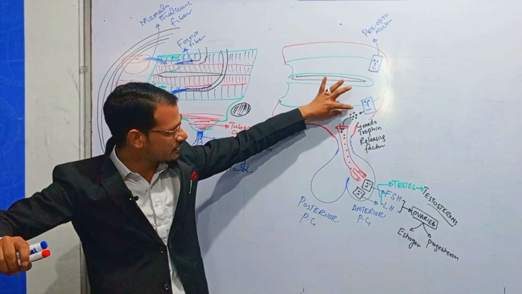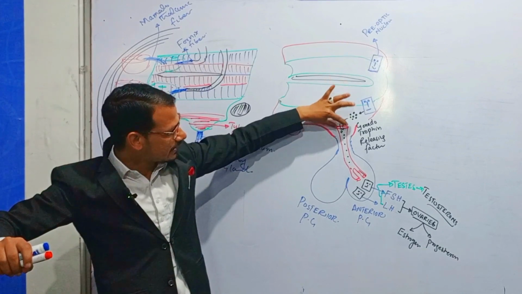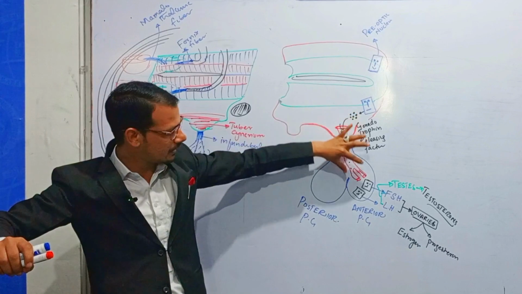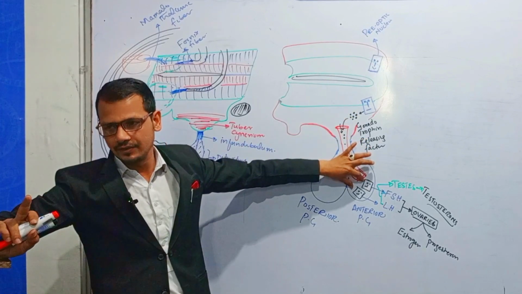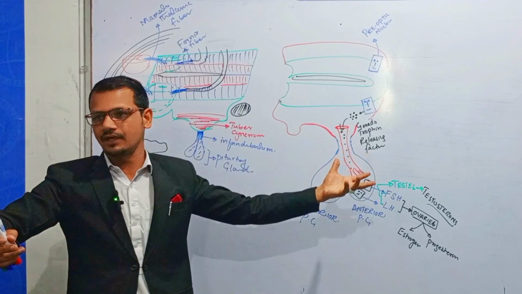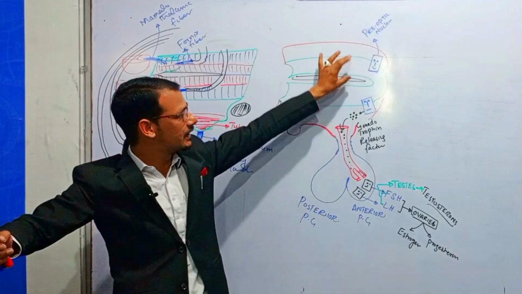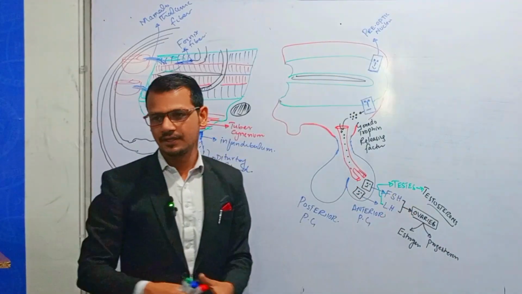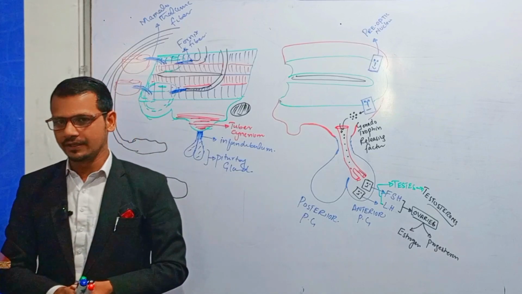The preoptic nuclei is responsible for gonadotrophin releasing factor. They are added to the blood and control these two cells which are responsible for releasing gonadotrophin, which is also known as follicle stimulating and luteinizing hormone. This is the function of the preoptic nuclei, right?